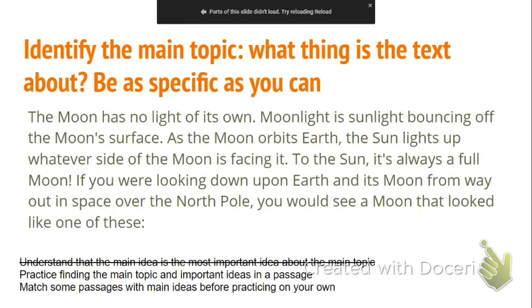Okay, your turn. What's the main topic? Don't say the moon. What's the main topic? The moon has no light of its own. Moonlight is sunlight bouncing off the moon's surface. As the moon orbits Earth, the sun lights up whatever side of the moon is facing it. To the sun, it's always a full moon. If you were looking down upon the Earth and its moon from way out in space over the North Pole, you would see that the moon looked like one of these. So the moon in space always looked like a full moon to the sun.